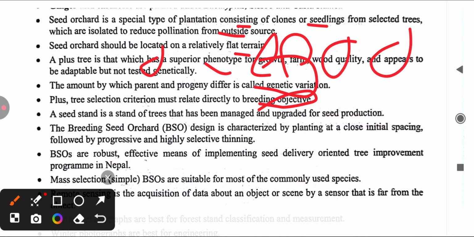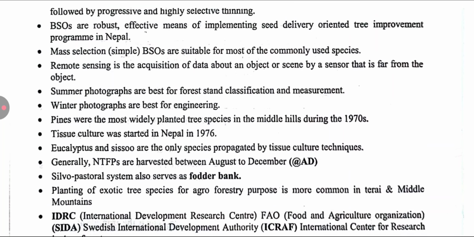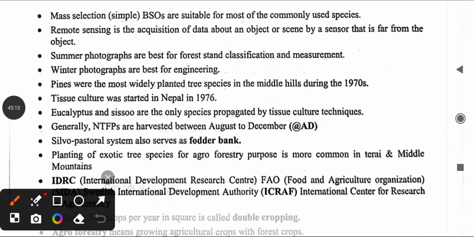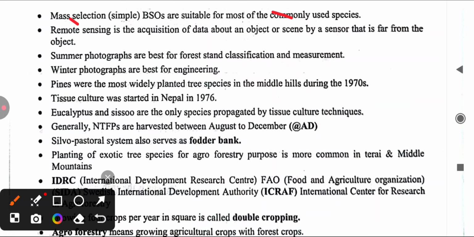A seed stand is a stand of trees that has been managed and upgraded for seed production. The breeding seed orchard BSO design is characterized by planting clones at initial close spacing, followed by progressive and highly selective thinning. BSOs are a robust, effective means of implementing a seed delivery oriented tree improvement program in Nepal. Mass selection BSOs are suitable for most of the commonly used species.